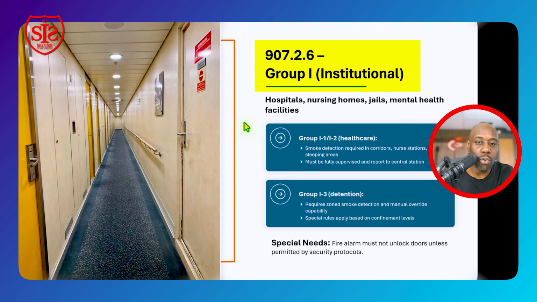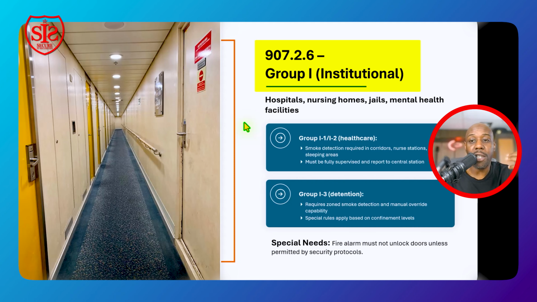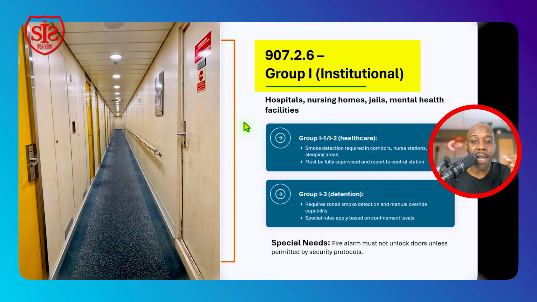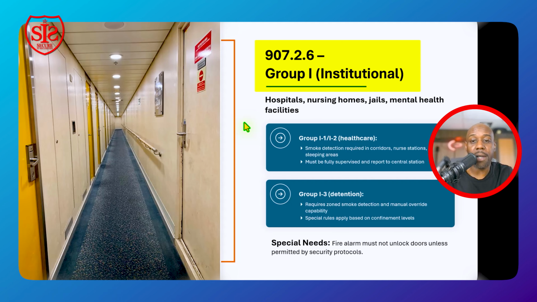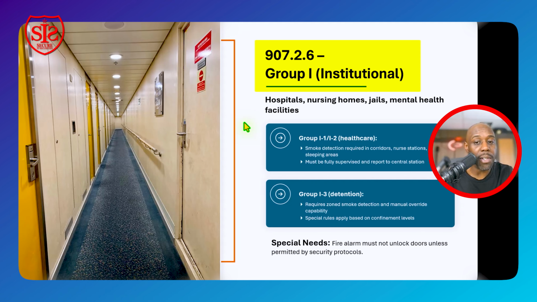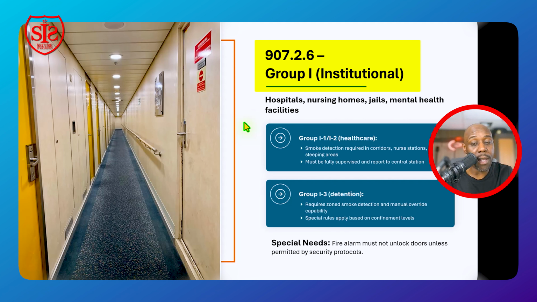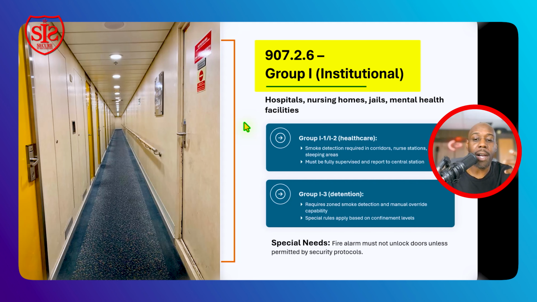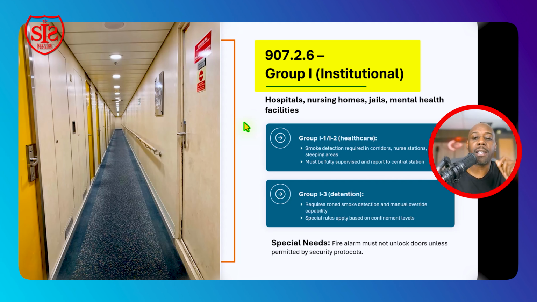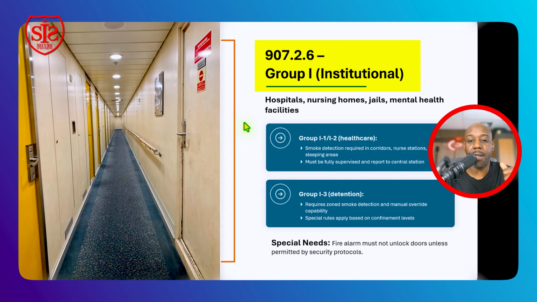907.2.6 talks about Group I. This is for institutional. This applies to hospitals, nursing homes, jails, and mental health facilities. For Group I-1 and I-2, which is for healthcare, smoke detection is required in corridors, nurses stations, and also in the sleeping areas. It must be fully supervised and report to the central station. Group I-3 is for detention centers. This requires zoned smoke detection and manual override capability. Special rules apply based on the confinement levels. So this would be a very intricate system that you would have to put together when it comes to a detention center.